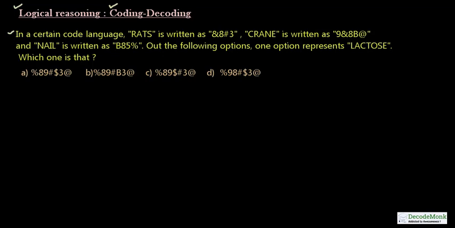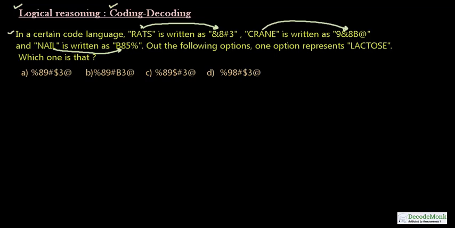In a certain language, rats is written as ampersand 8 hash 3. So rats is coded like this. Crane is written as 9 ampersand 8 B at the rate. So crane is written like this. Nail is similarly written as B 8 5 percentage. So out of the following options, one option represents lactose.